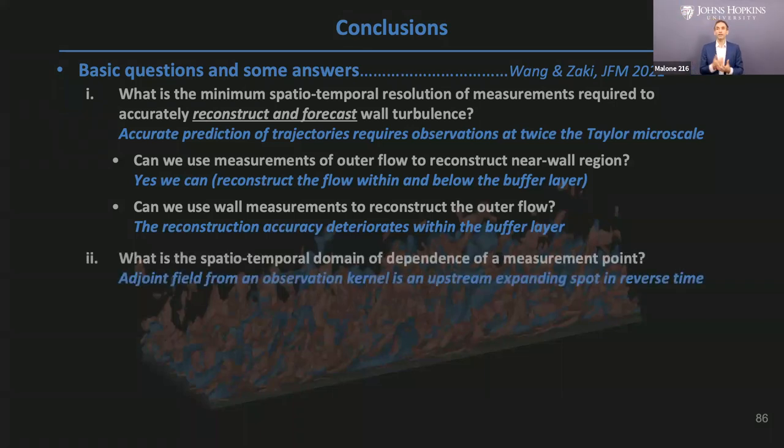And the key to understanding all the limitations in solving the inverse problem is really to study the adjoint field and the sensitivity of observation kernels to earlier conditions in the flow.